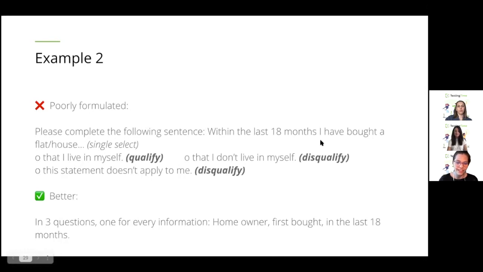What I don't like so much is that you're asking for approval again, and that you want to know so many things in this question. So I would rather formulate it in three questions instead. First, I would want to know if the people are homeowners, then if the house they're living in is their first buy, and when they bought the house. So it's more clear, it's easier to understand, and it gives people more exits if they don't qualify.